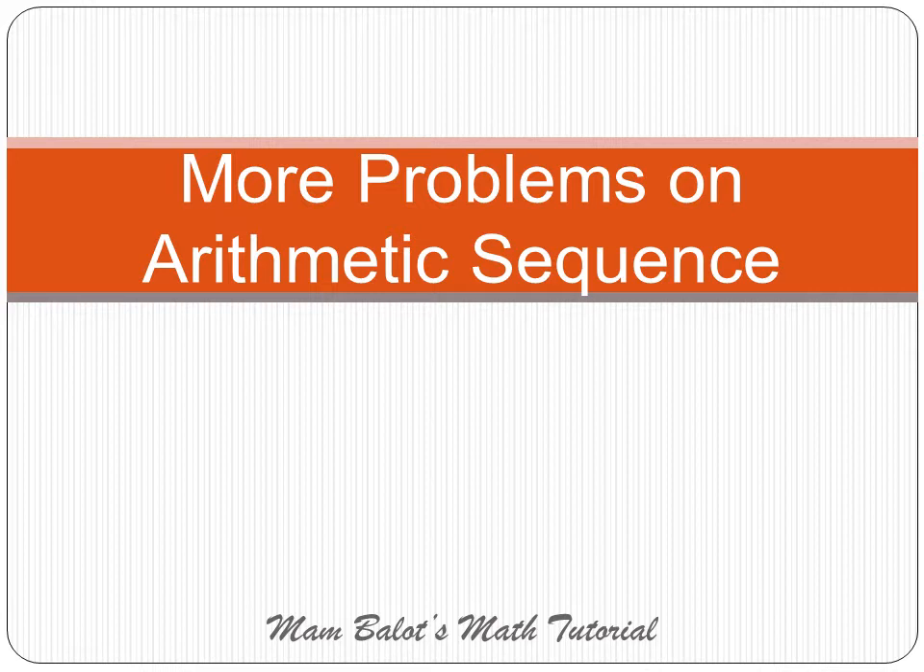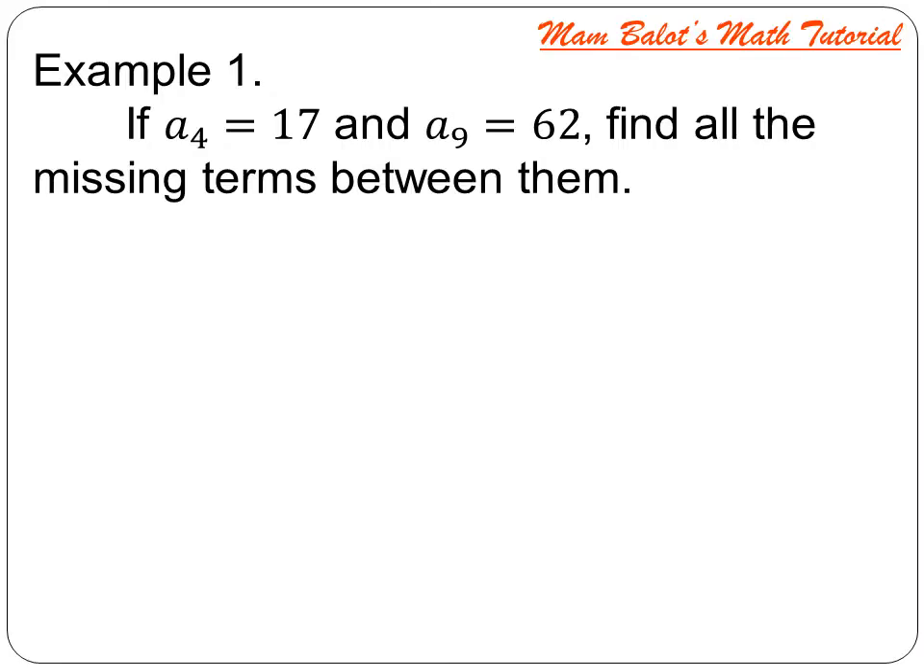This time we will be discussing more problems on arithmetic sequence. Example number 1. If a sub 4 is equal to 17 and a sub 9 is equal to 62, find all the missing terms between them. Of course, we are assuming that these terms are on an arithmetic sequence.